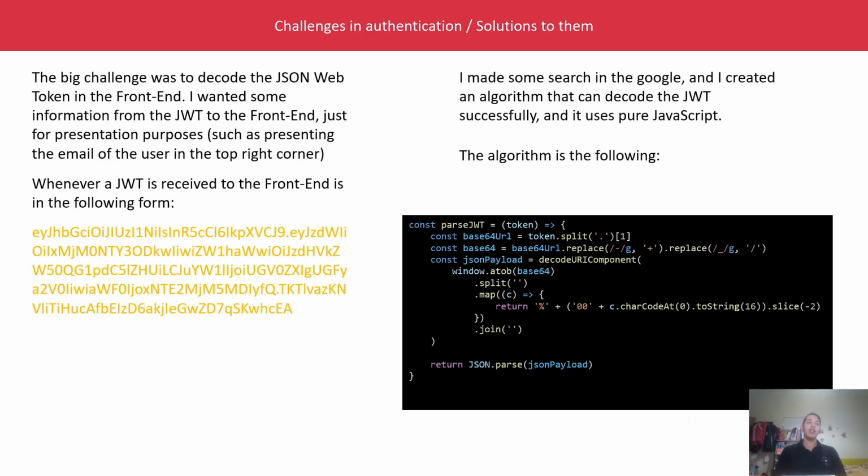The challenge in authentication was that I had to decode the JSON web token since it was not understandable and very big. So I found an algorithm called parseJWT that gets this token, decodes it, and gives me back specific data such as the name and the email, and of course not the password, since this is sensitive data and stays only on the server, not on the front end.